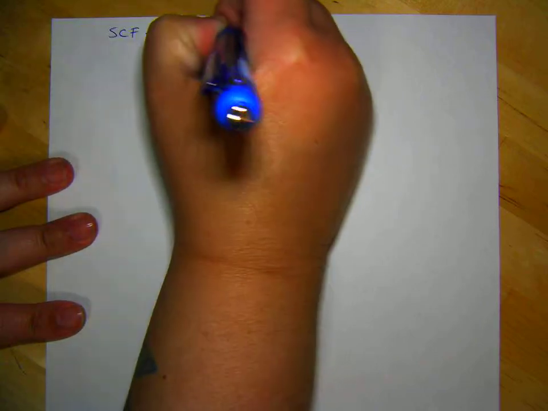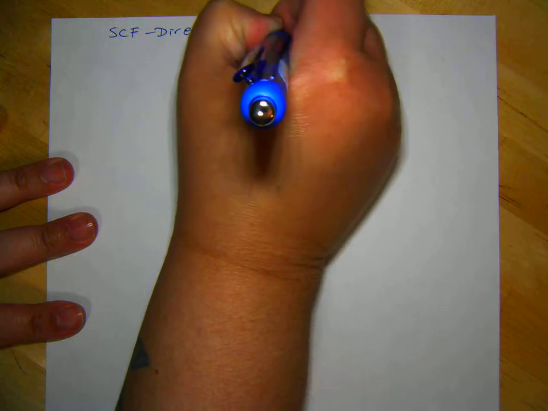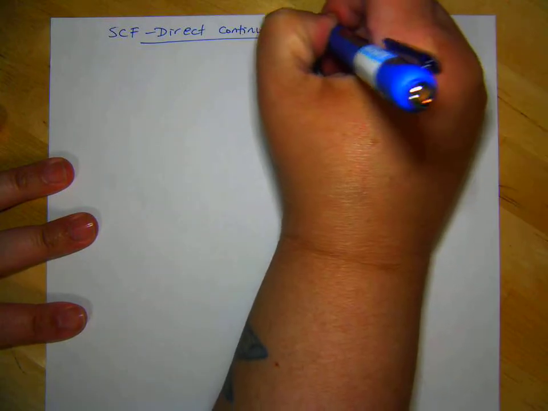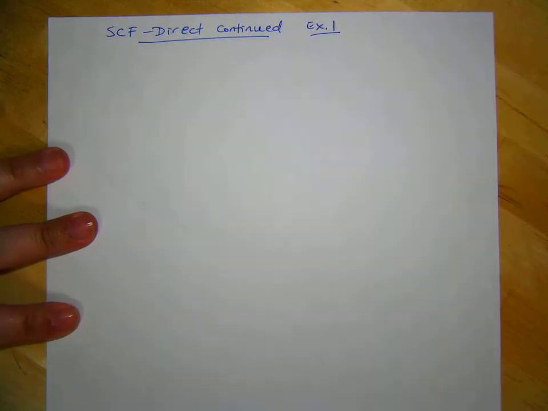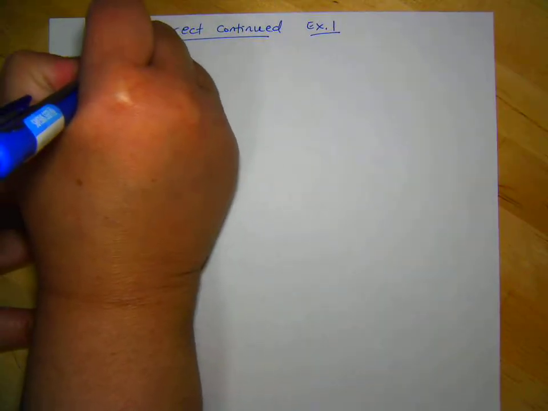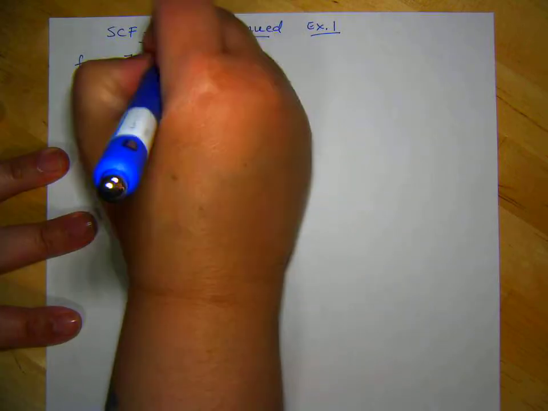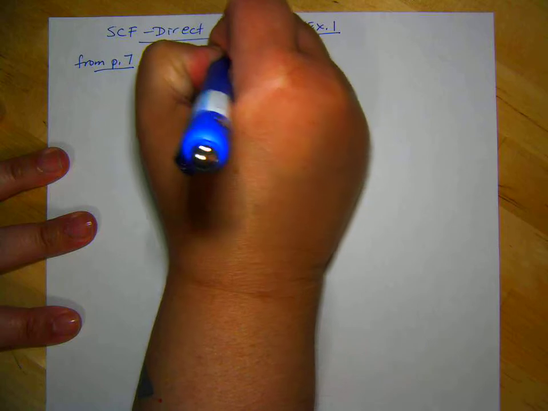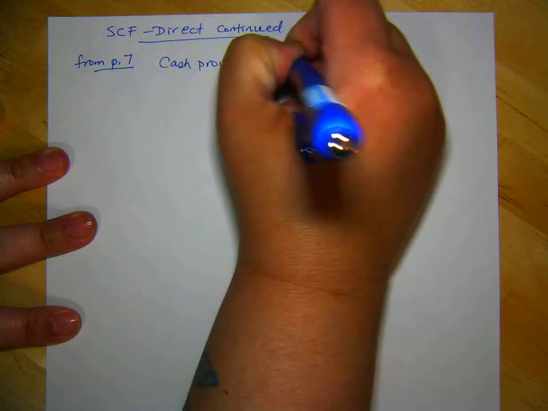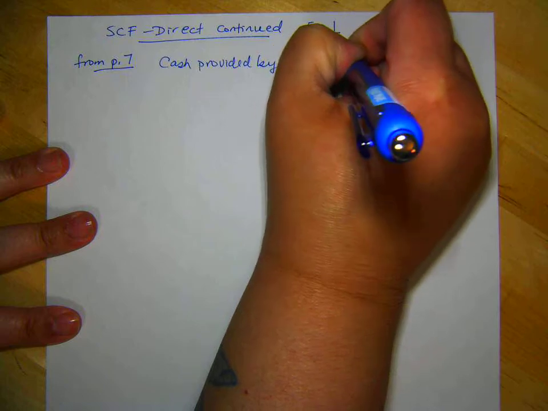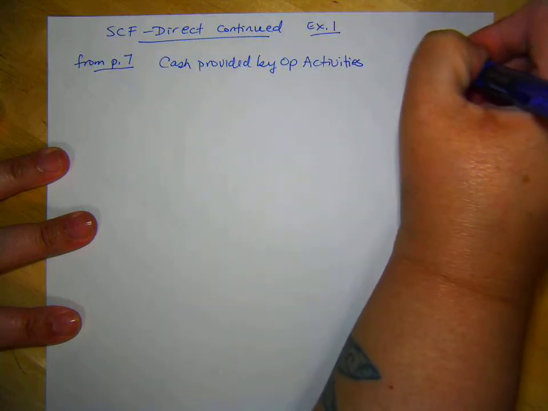Okay, welcome back. We are on page 10, and we're just going to continue doing example 1, the statement of cash flow using the direct method. So, this is the statement of cash flow, direct, continued, for example 1. So, from page 7, we have cash provided by operating activities is $90,100.